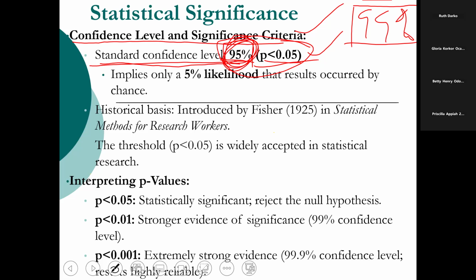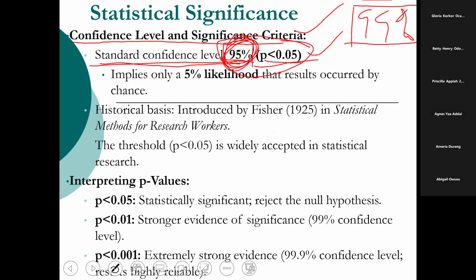What will it be in terms of significance level? Anybody? Could it be 99%? So what will it be? It's 1%. You just subtract it from 100 and you get 1%.